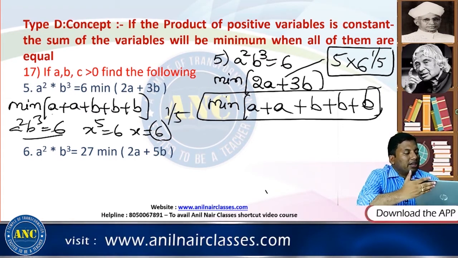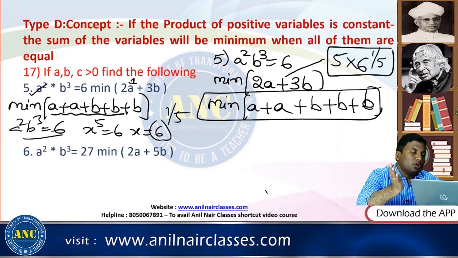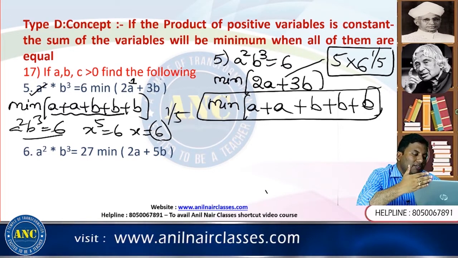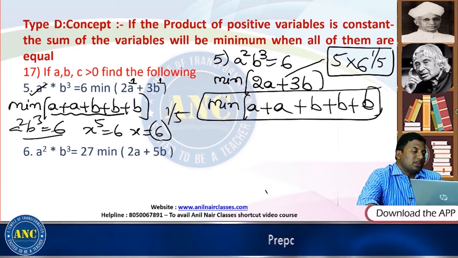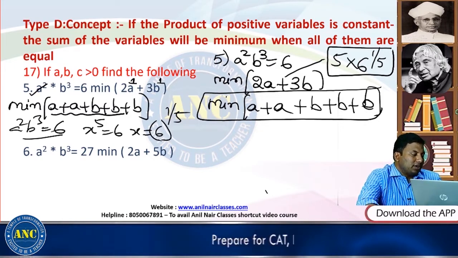Why did I make it into this value? Degree of A is 1, but in the question degree of A is 2, so 2A is divided into two equal parts. Degree of B is 1, but in the question degree of B is 3, so 3B is divided into three equal parts. A plus A plus B plus B plus B.